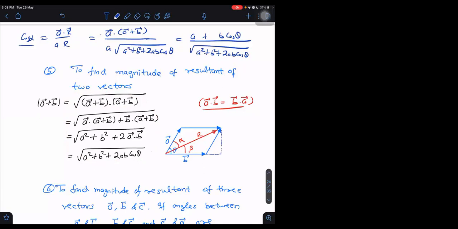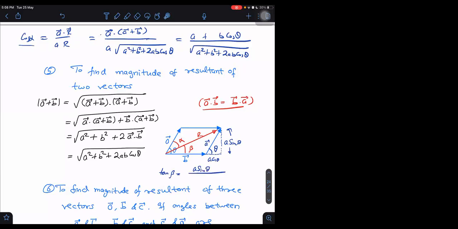There is another method, let me tell you that one. See what I'm doing here. See this side of the page. I'm drawing a perpendicular here. This is a vector, and this angle is theta, right? I will take A sin theta here, and this I will take as A cos theta. So what will be tan beta? Tan beta is equal to A sin theta by B plus A cos theta.